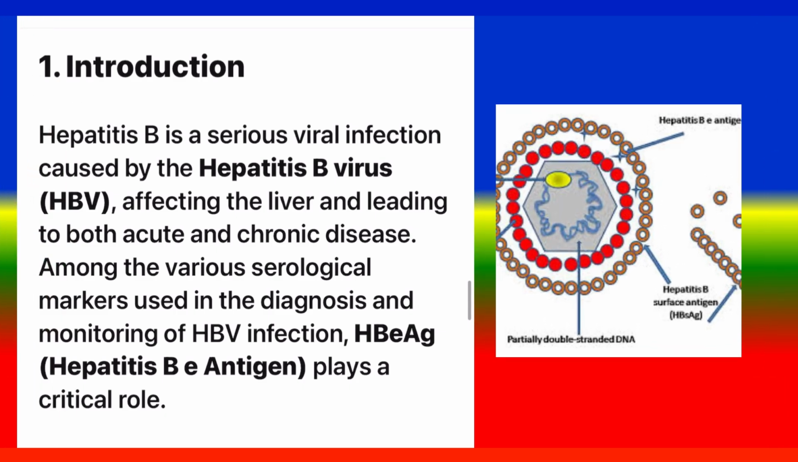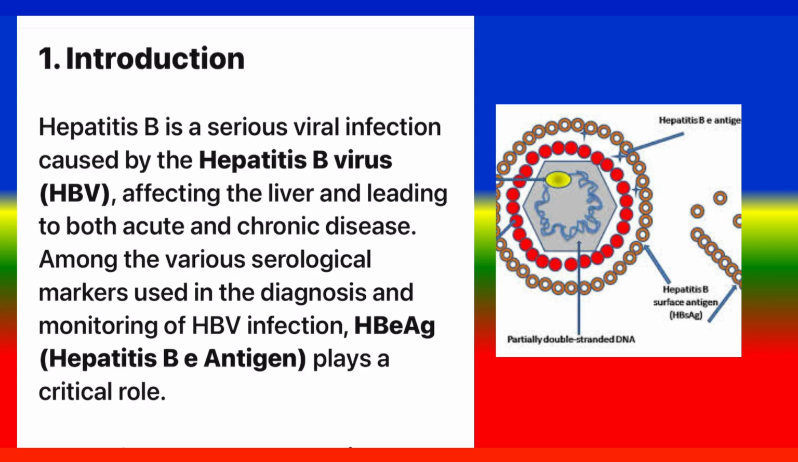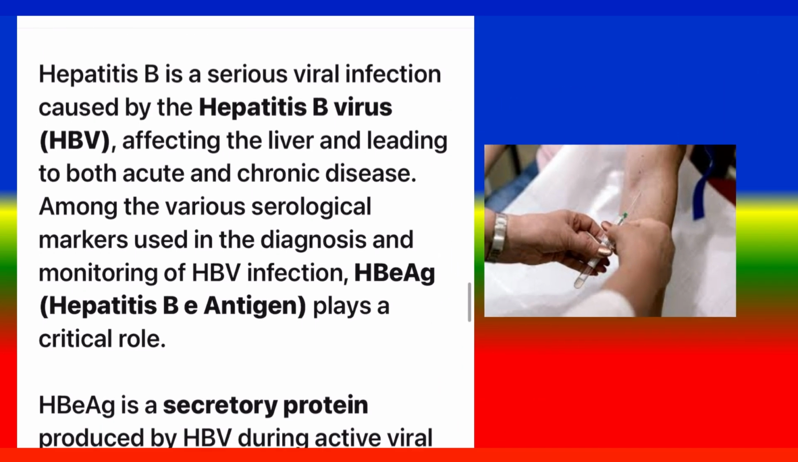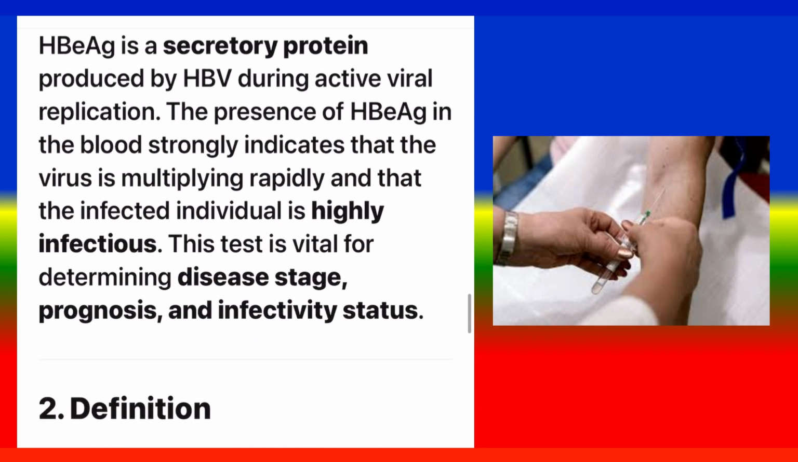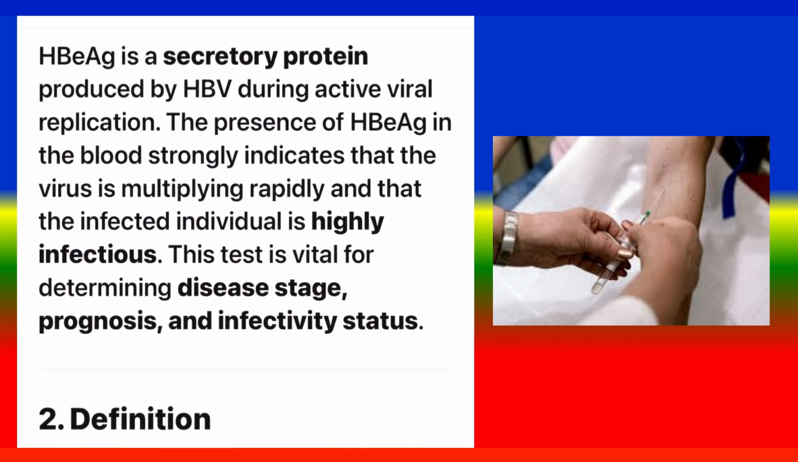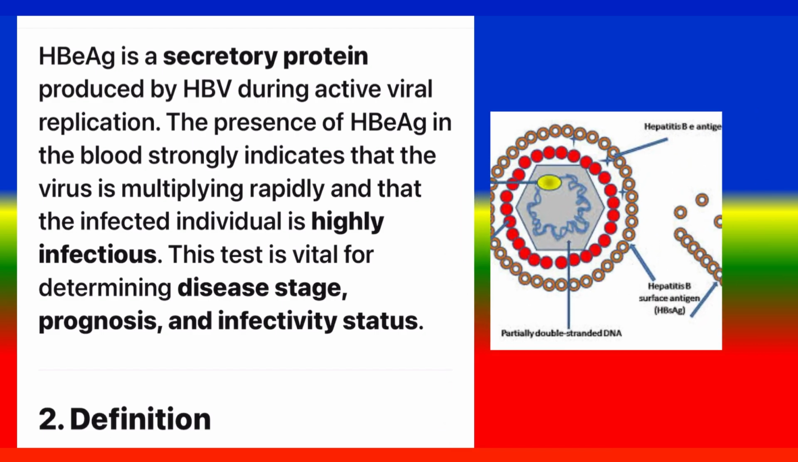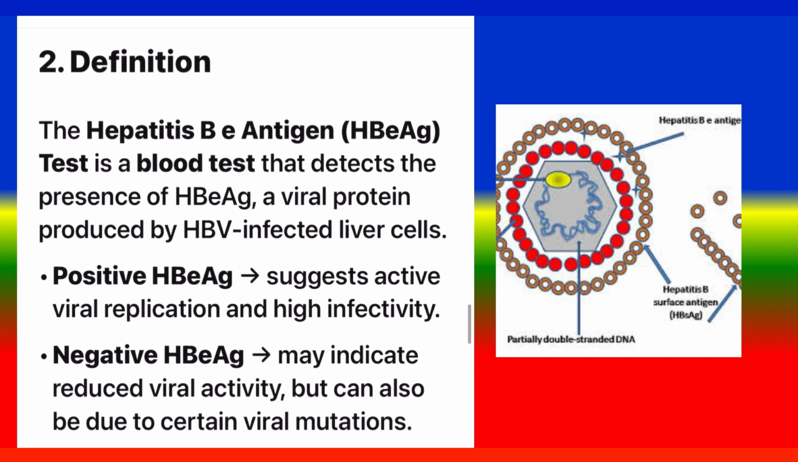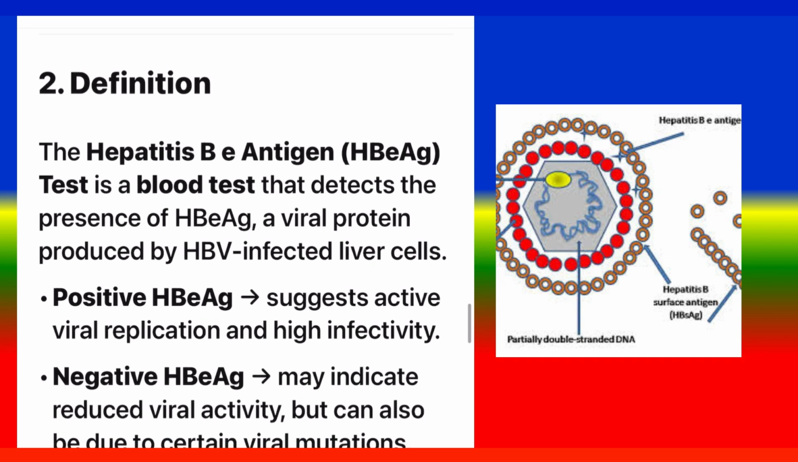Introduction. Hepatitis B is a serious viral infection caused by the hepatitis B virus, HBV, affecting the liver and leading to both acute and chronic disease. Among the various serological markers used in the diagnosis and monitoring of HBV infection, HBeAg, hepatitis B e-antigen, plays a critical role. HBeAg is a secretory protein produced by HBV during active viral replication. The presence of HBeAg in the blood strongly indicates that the virus is multiplying rapidly and that the infected individual is highly infectious. This test is vital for determining disease stage, prognosis, and infectivity status.